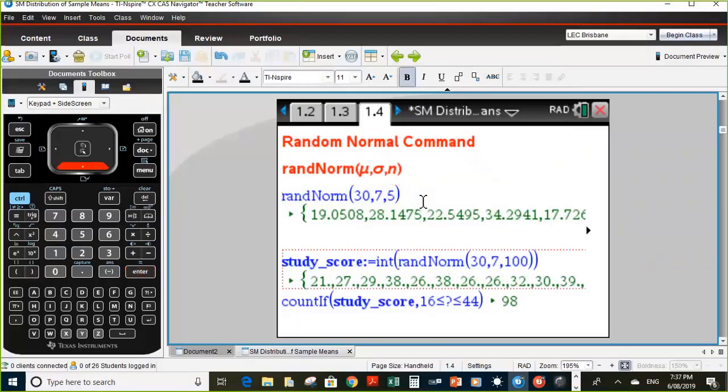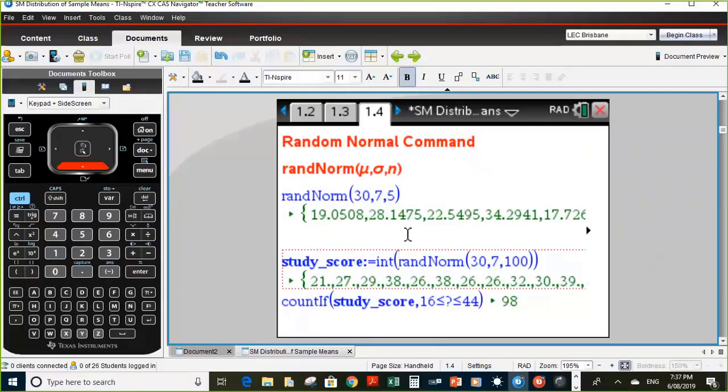Down here, we have another math box, which was introduced by pressing Control M. And what I've done here is I've assigned study_score. And you can see that study_score has an underscore between study and score. Now, underscore is accessed by pressing Control and then space. And notice here you've got the colon equals. That's the assign command, and that's accessed by pressing Control and then the symbols template on the keypad. And what it's equal to here, INT stands for the integer part.